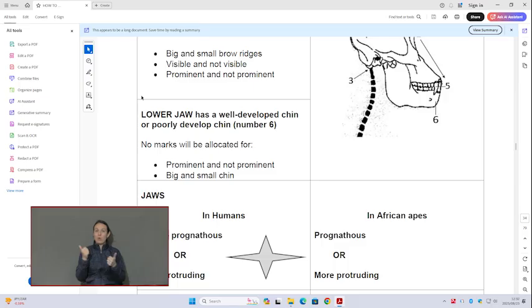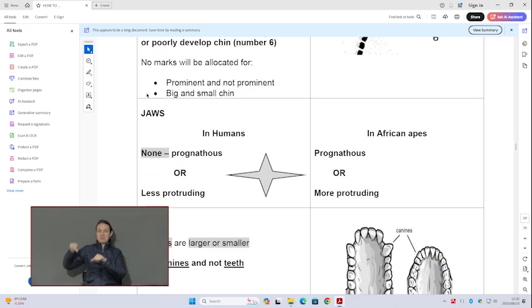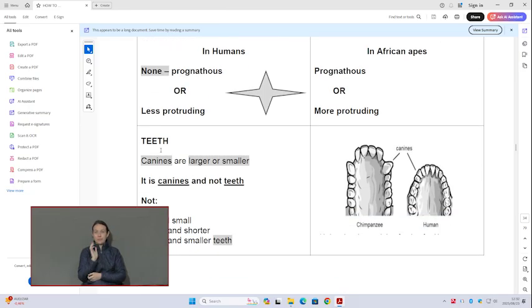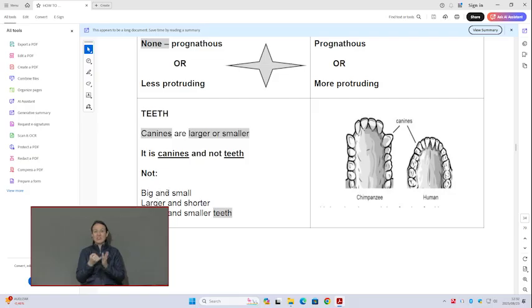Then for the lower jaw, in terms of the chin, I did mention that we use well-developed or poorly developed. Then the jaws, I also mentioned we only use these terms for the jaws. Then the teeth, which is the canine, it's larger canine or smaller canine. It is canine and not what? And not teeth. Not big, not small.